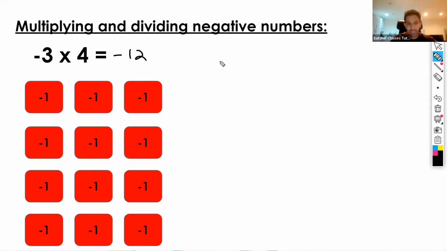So as a general rule, a negative multiplied by a positive gives us a negative answer. So the multiplication stays the same. 3 times 4 is 12. But because we're doing a negative number multiplied by a positive number, our answer is going to be negative. We can have a look at another example.